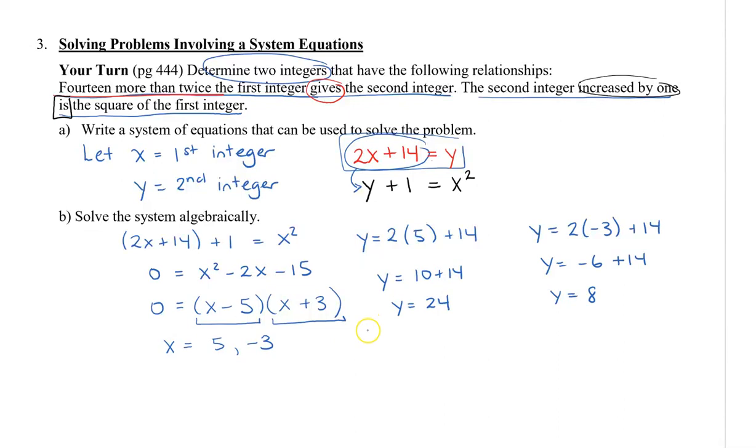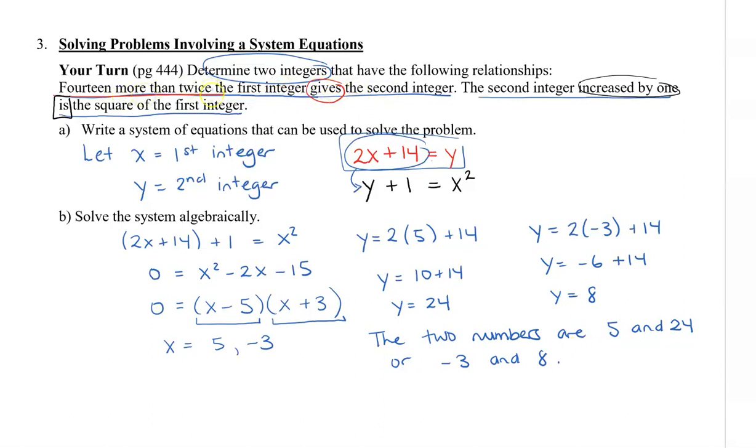So the two numbers are 5 and 24, or they can also be negative 3 and 8. Now, it's always good to check this by taking your answers and plugging them back in. Not just into the equation that we wrote at the beginning, but actually into the problem, just to make sure that it actually satisfies the words in the problem.